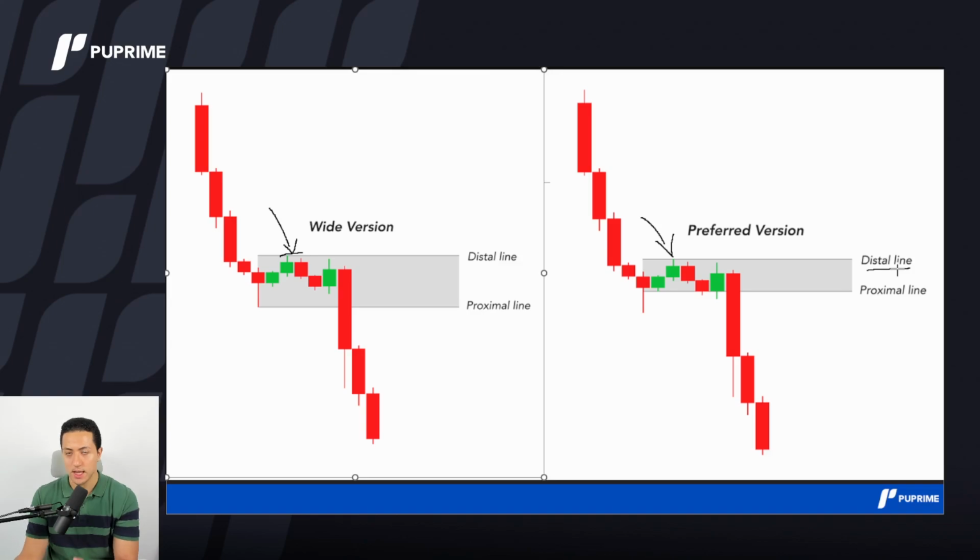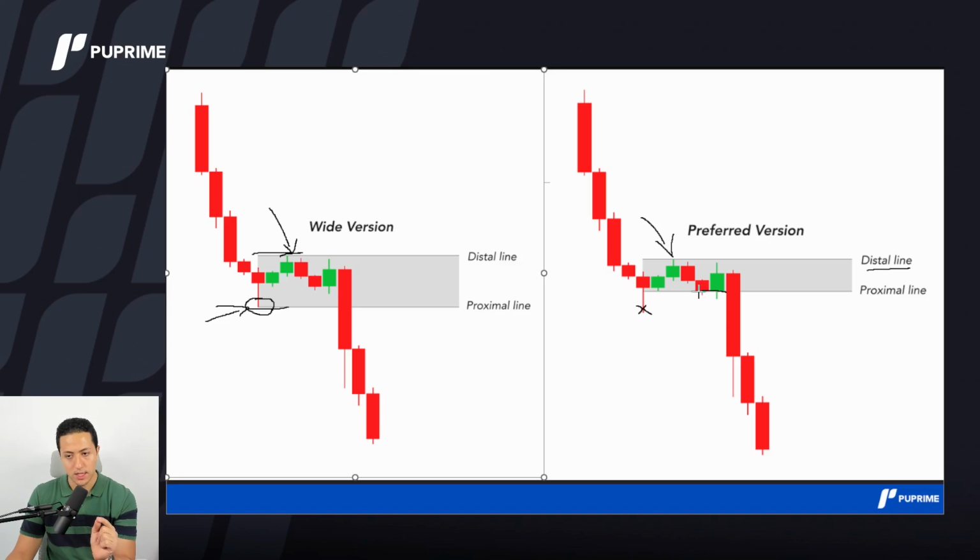We didn't change the distal. It can never be changed. What could be changed is the proximal line. Because we were working with the wide version, I told you, just take the extremes. So we drew it on the lowest wick. But in the preferred version, we don't look at the wicks, we look at the bodies of the candle. Just disregard the wicks completely and draw your proximal line on the lowest body candle, which is here.